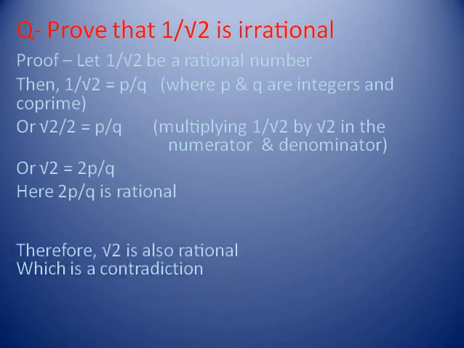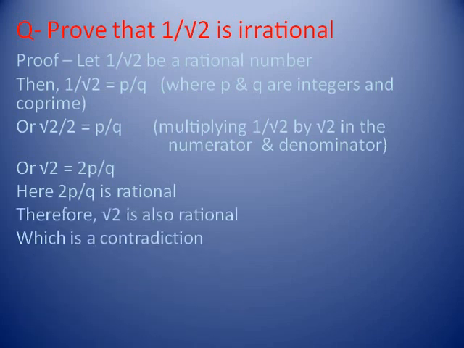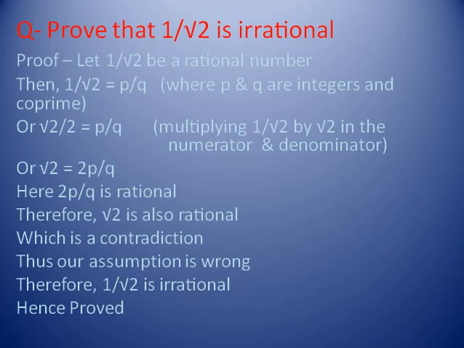Therefore root 2 is also rational, which is a contradiction as we know that root 2 is an irrational number. Thus our assumption is wrong. Therefore 1 by root 2 is irrational. This proves the question here.